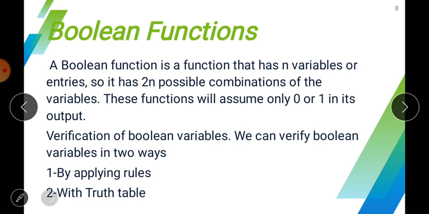So there may be a type of question in an examination where you have to prove a particular Boolean function that is given. There are two ways through which you can prove Boolean functions. The first is by applying rules, like the distributive law, absorption law, and many other laws. And the second one is by using the truth table.